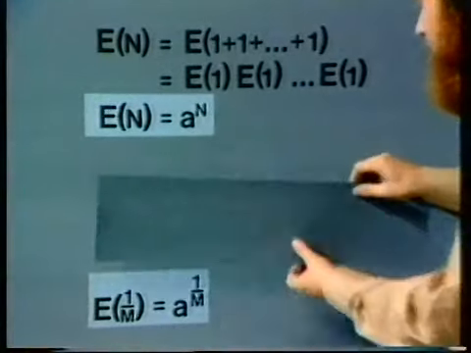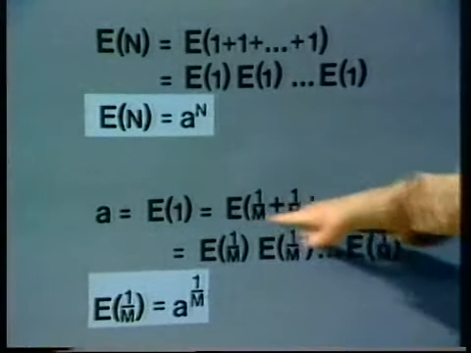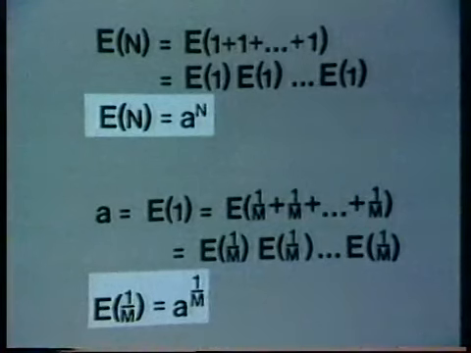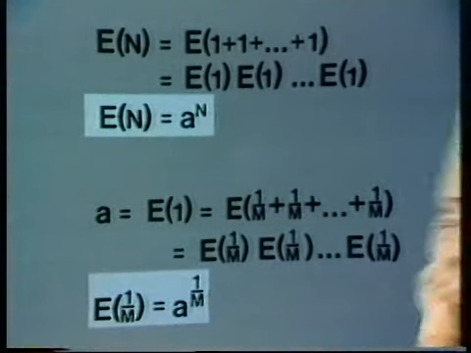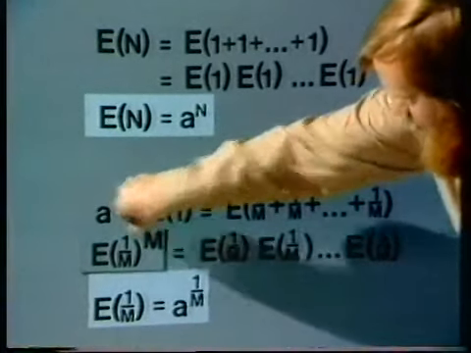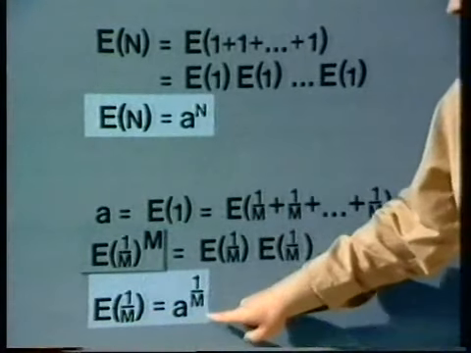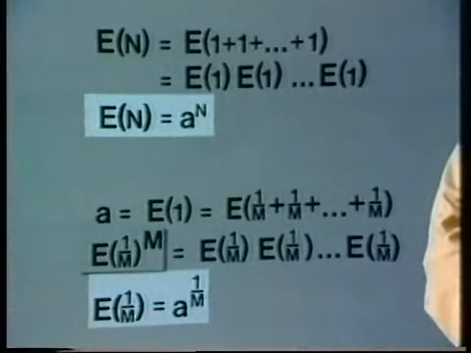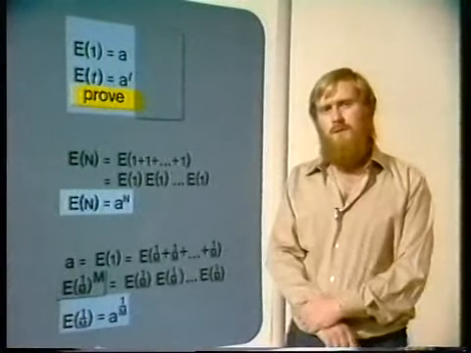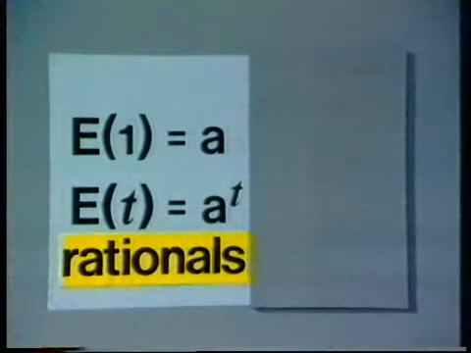Then down here, we write 1 as the sum of m 1 over m's. Then the law of indices tells us that this is E of 1 over m times itself m times, so that A equals this. Then, taking mth roots, we get that E of 1 over m is the mth root of A, that is A to the 1 over m. Well, as you know, we can extend this to cover all rationals n over m by similar methods.